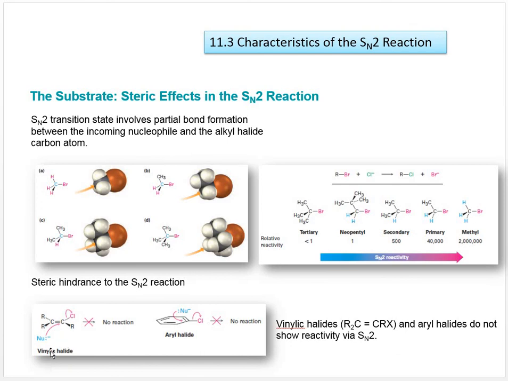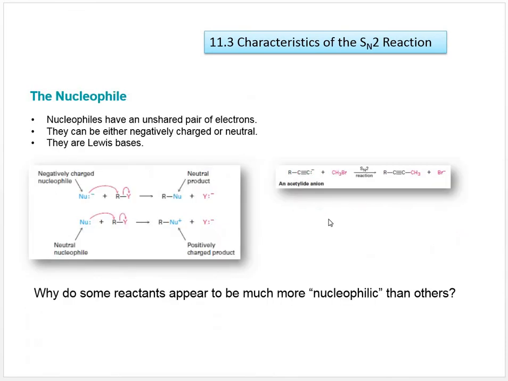And one more thing, vinyl halides, which is a halide in which the halogen atom is attached to an sp2 carbon, or aryl halide, in which the halogen is attached directly to the benzene ring. Nucleophilic substitution reactions, SN1 or SN2 reactions, cannot happen because the back attack is not feasible because of the steric factor. So don't forget, this is a general rule.